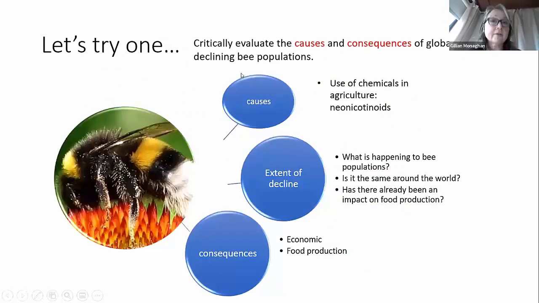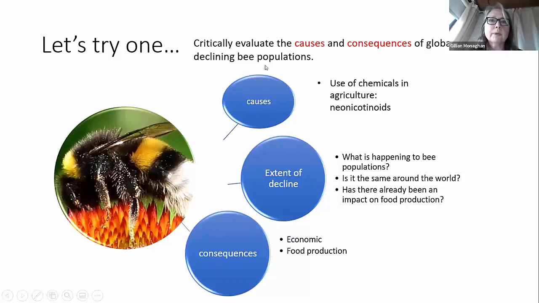Okay, so let's have a go at a mind map. Let's try one. Here's a question. Critically evaluate the causes and consequences of global decline in bee populations. I've highlighted causes and consequences in red because there are two elements to this question. And when you get a question like that, you need to make sure that you cover both aspects and equally weight both aspects. It can be tempting to just focus on one aspect and then forget the other.